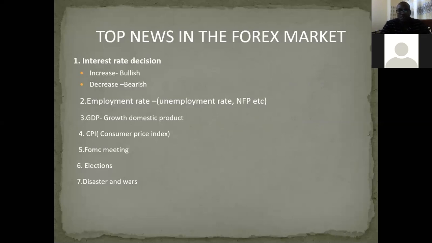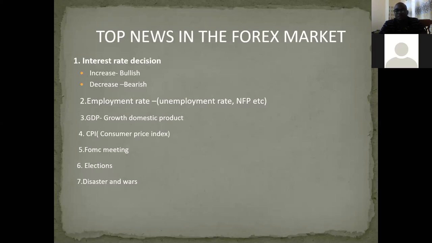All right, guys, as you can see, here we have this top news in the Forex market. In fact, we are going to discuss about it more and more. We had interest rate decision, employment rate, GDP, which means gross domestic product, CPI, consumer price index, FOMC, elections, disasters and wars, political issues. There are a lot of them, guys. In fact, today we're going to deal with a number of them.